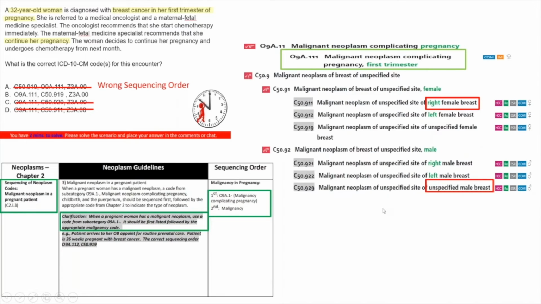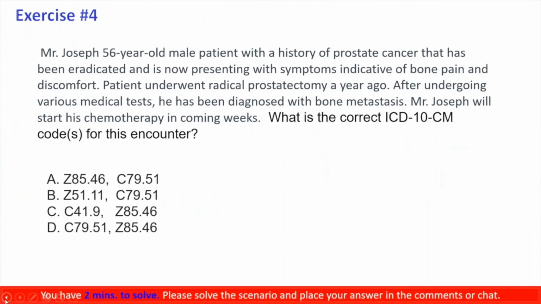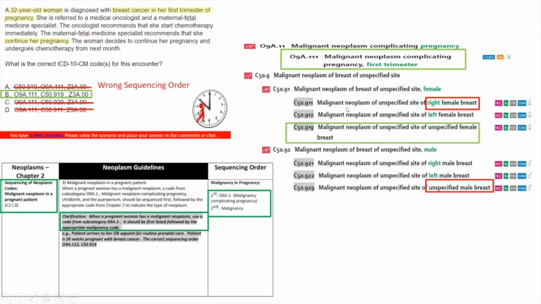That leaves us with option B, which codes for O9A.111, C50.919, which is for malignant neoplasm of unspecified site of unspecified female breast, and a code for Z3A.00, which is for week of gestation, which is not mentioned over here.